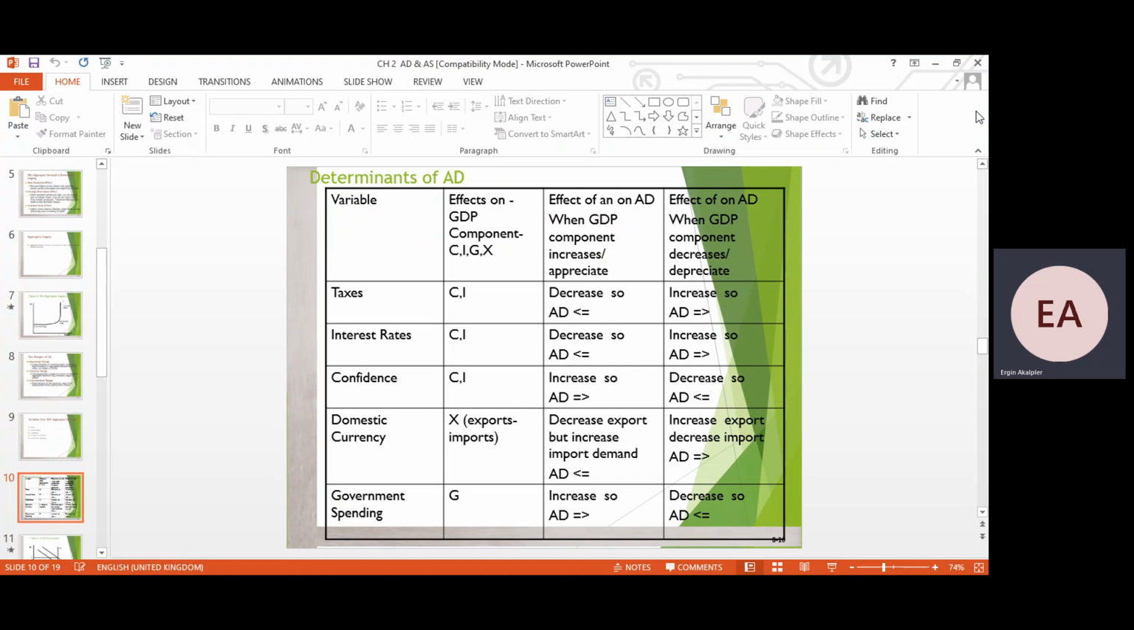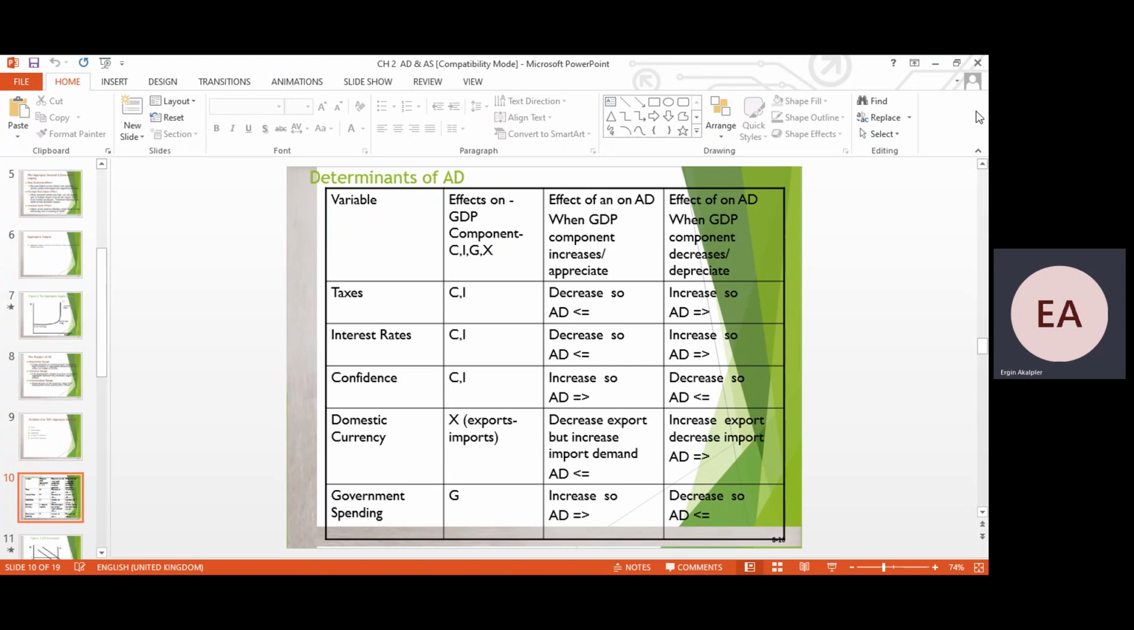When you look at the taxes, as I mentioned, the effects on the GDP components, so-called C, consumption, I, investment, G, governmental expenditures, and X, net export, export minus import, are affected. When taxes go up, consumption and investment are affected. As you are observing here, if taxes are increased, the aggregate demand is negatively affected.